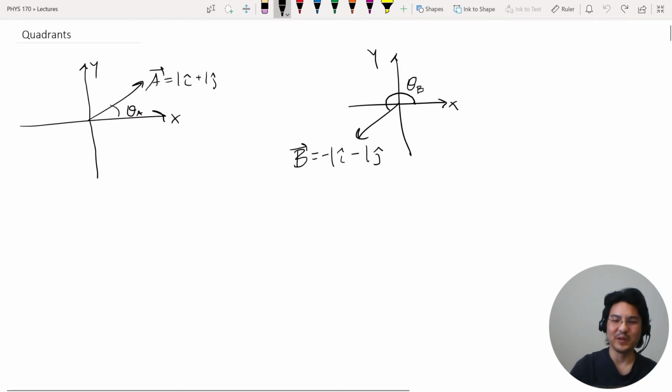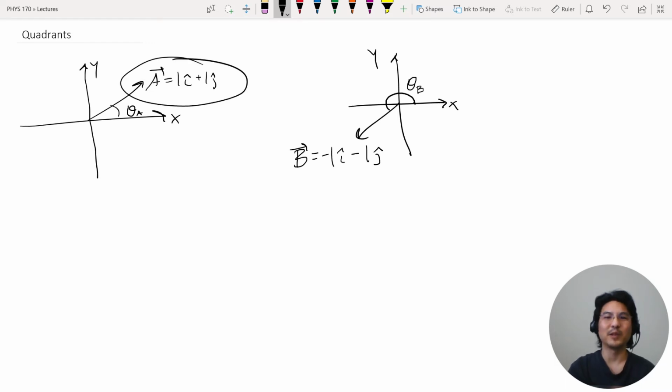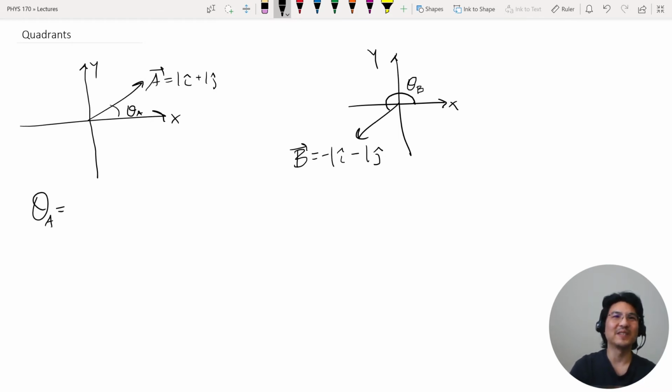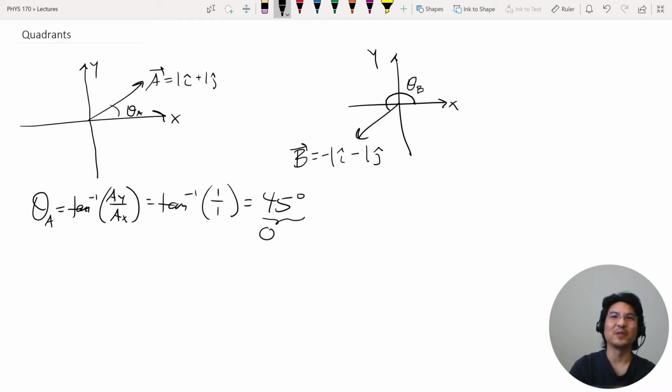Here's an example. You can try this with your calculator. Let's say you have this vector a, 1i plus 1j. If you just look at it, that's supposed to be 45 degrees. If you punch into your calculator arctangent of ay over ax and put in the numbers, the calculator says 45 degrees, which is in quadrant 1. The x component is positive and the y component is positive, so it's supposed to be in quadrant 1. Everything's good.